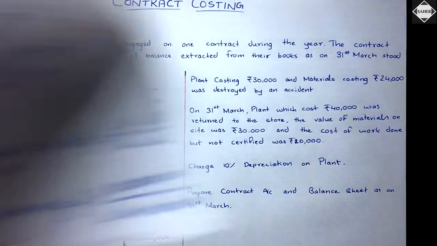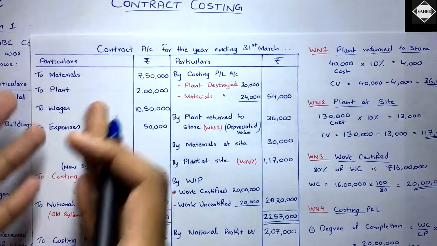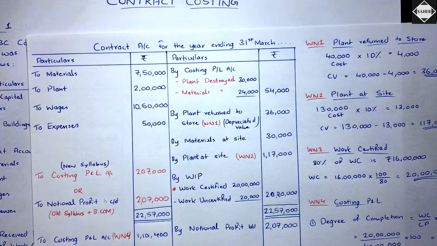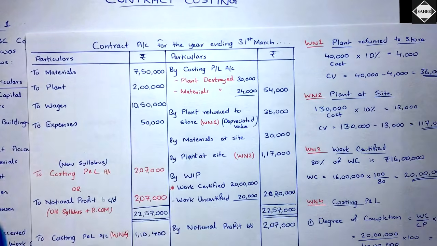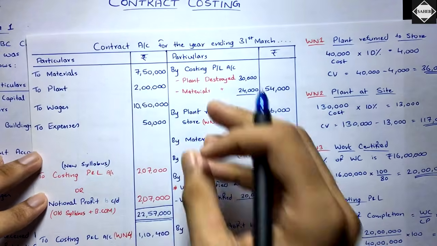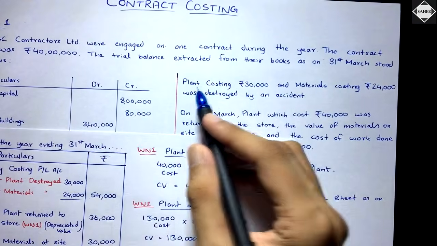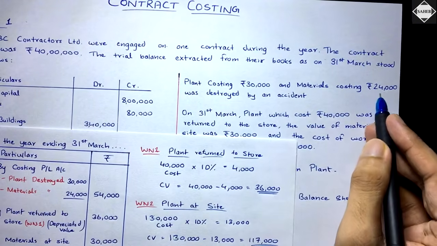Let me just show you. See here, when you put something into the contract, it will come over here. Expenses, materials, plant, whatever you put into the contract will come over here. But whatever you get out of the contract, whatever goes out of the contract, will come over here. Now here we have abnormal loss: plant costing rupees 30,000 and materials costing 24,000.